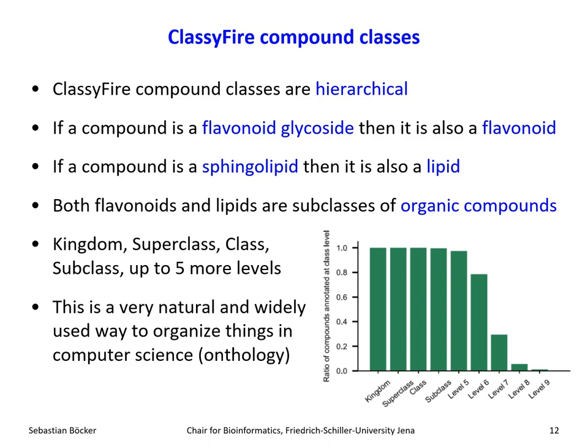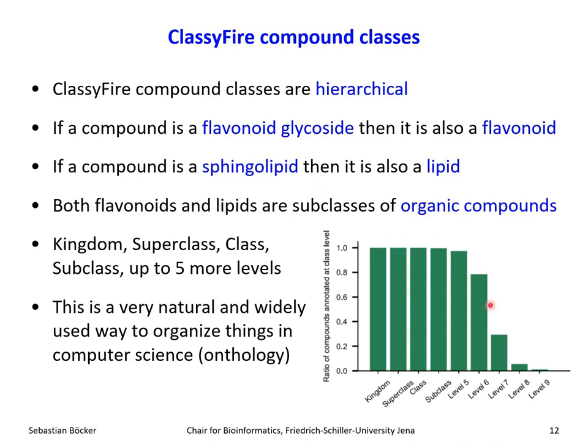And I already mentioned that these classes are hierarchical, and that makes a lot of sense. Every flavonoid glucoside is also a flavonoid. So you'll get a yes to the answer, is this a flavonoid glucoside? And to the answer, is that a flavonoid? And not just to the answer, is that a flavonoid glucoside? And that makes a lot of sense. Same for sphingolipids and lipids, okay? In the end, all of these classes are parts or subclasses of organic compounds.